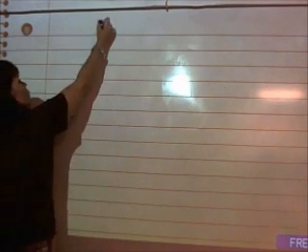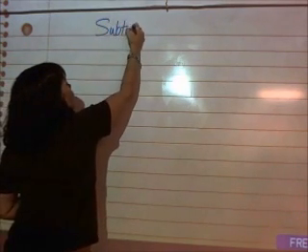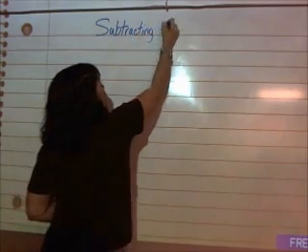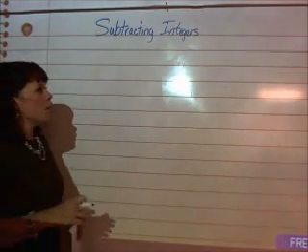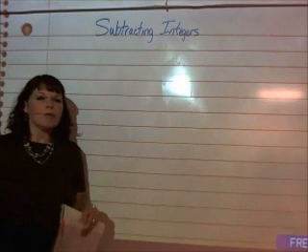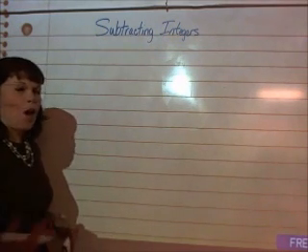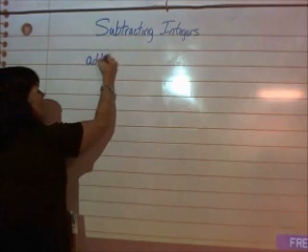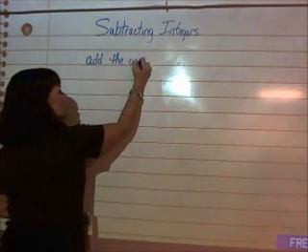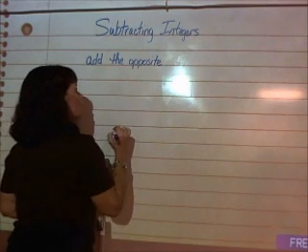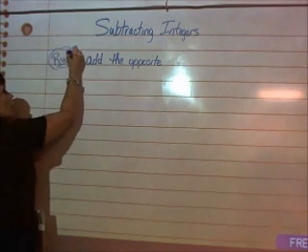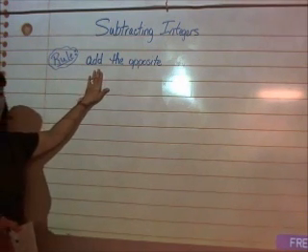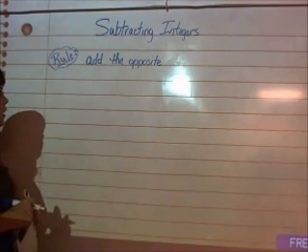All right, today we're going to be working with subtracting integers. The simplest way to explain how to subtract with integers is by saying add the opposite. That's going to be kind of like our rule. So our rule is actually going to be add the opposite. Now let me go into that a little bit more in detail.